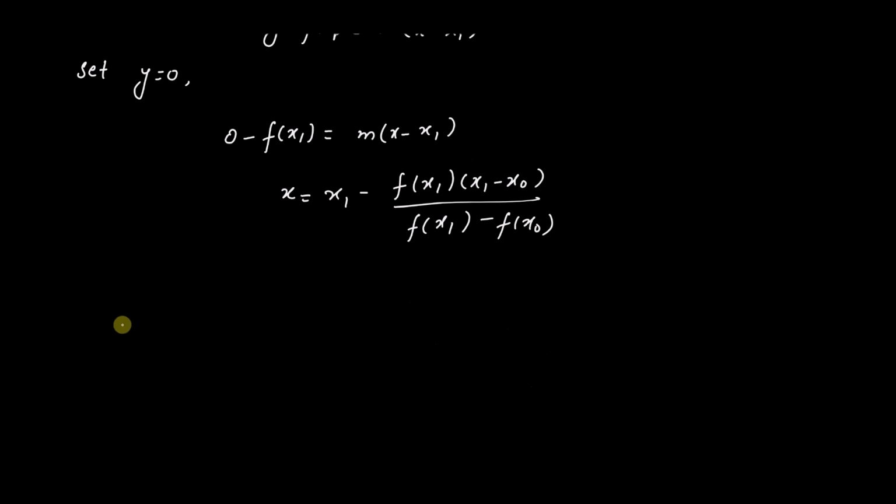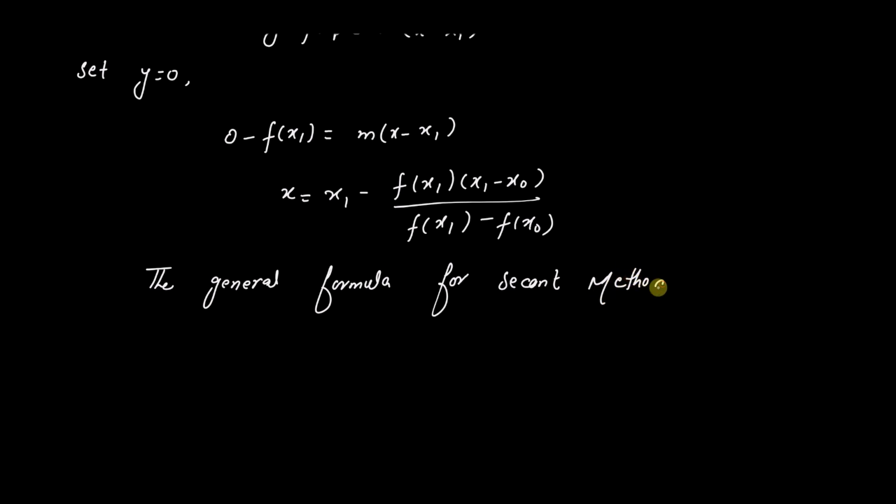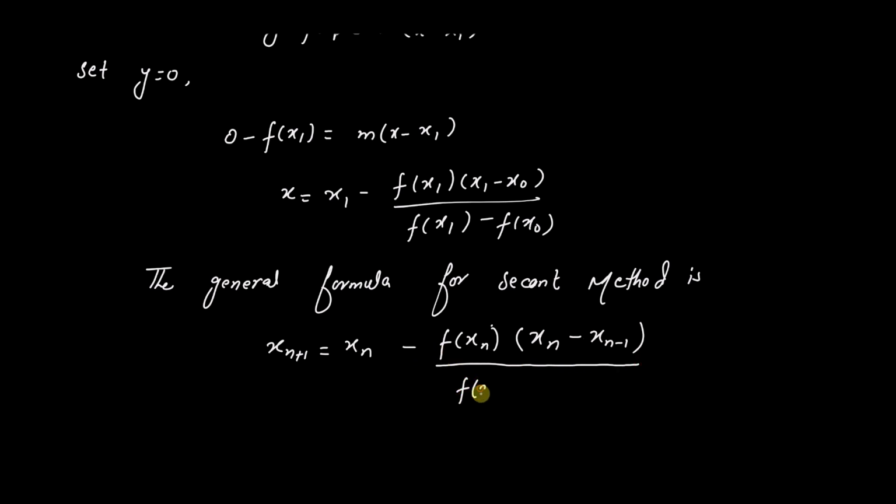So that gives our next approximation x2, or we simply say that the generic formula for the secant method is x n plus 1 is equal to x n minus f of x n times x n minus x n minus 1, divided by f of x n minus f of x n minus 1. Here n ranges from 1, 2, 3, and so on.